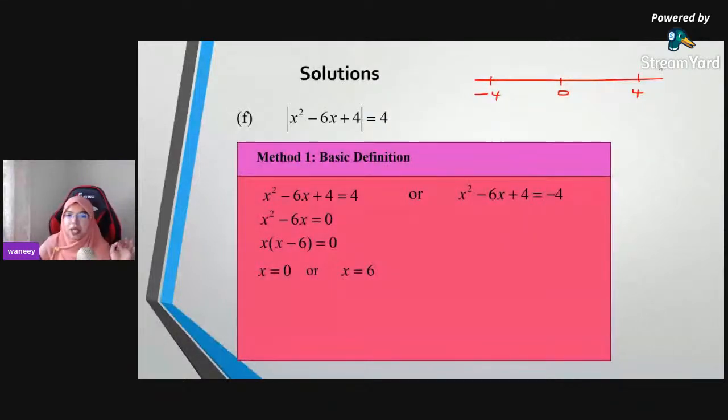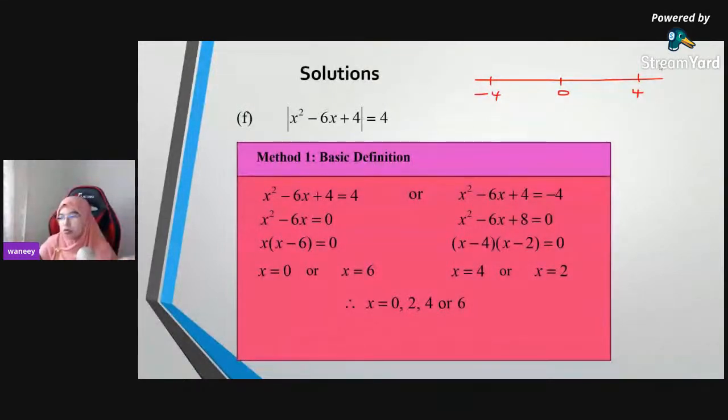On the right hand side, we have x squared minus 6x. And then if I bring negative 4 to the left hand side, it will become positive 8. And then factorize them. So x minus 4, x minus 2. And then find the value of x. So either x equal to 2 or x equal to 4. And then of course, we combine everything together. So it will become x equal to 0, 2, 4 or 6.